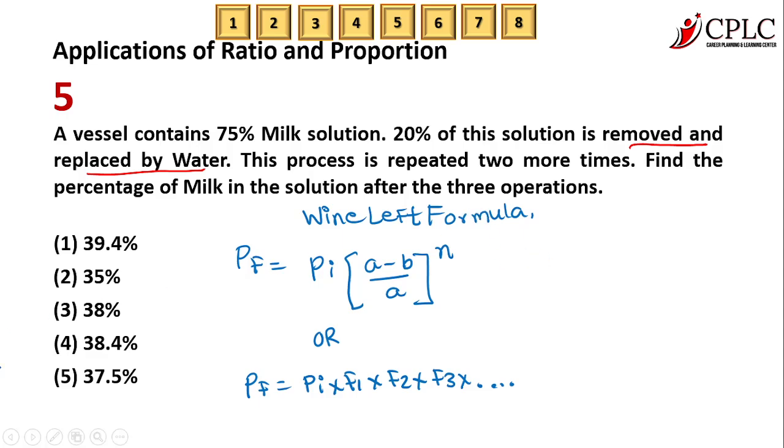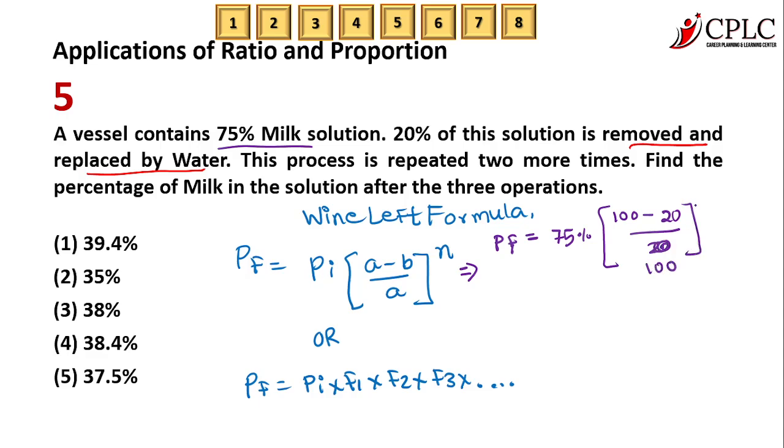Now, coming back to the question, let's see how we solve this and how we get the answer. Let's do it with the first method. PF is what we are supposed to find out. PI is the initial percentage, which is given, 75% milk solution. Keep it in percentage only because the calculation will be like that. A is total value, which is always 100. B is quantity removed at every stage. So 20% is removed, which is 20, over 100, raised to n. n is 3 times because 3 operations are performed.